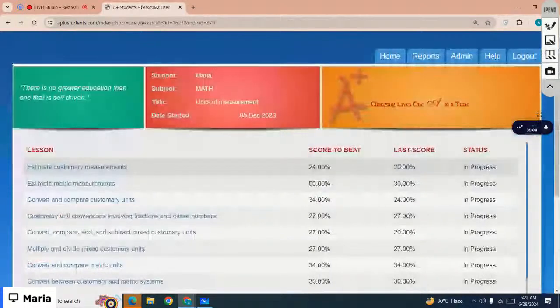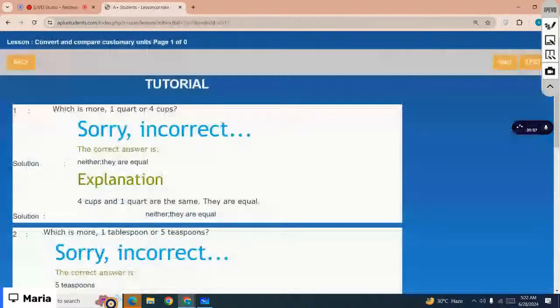And the next lesson is compare and convert customary units. Let's just start with the lesson. Which is more, 1 quart or 4 cups? Which is the correct option?